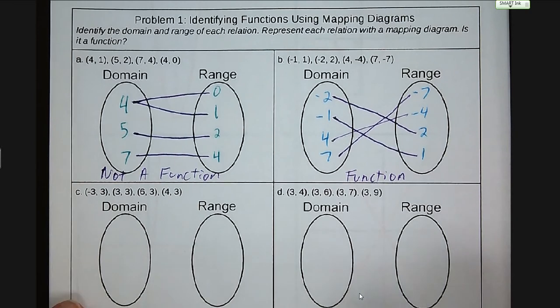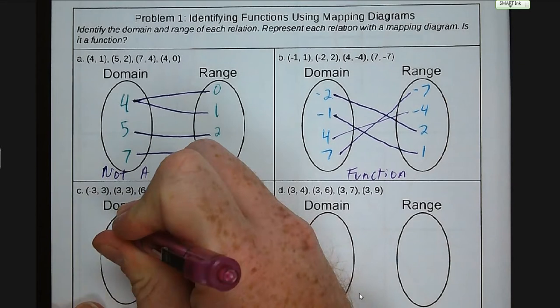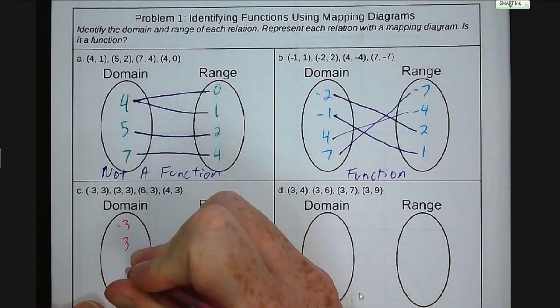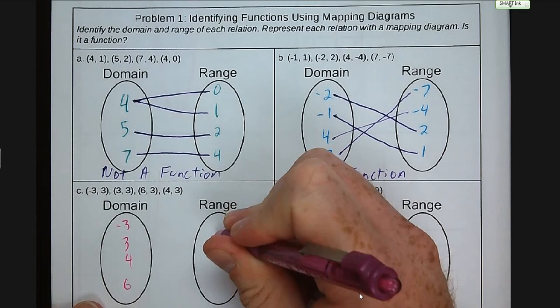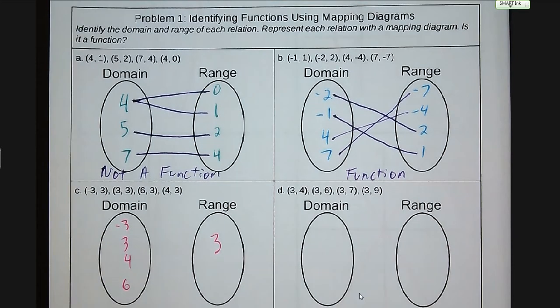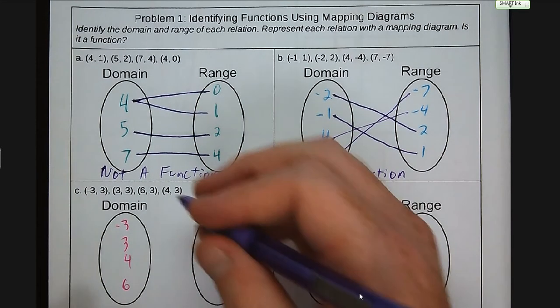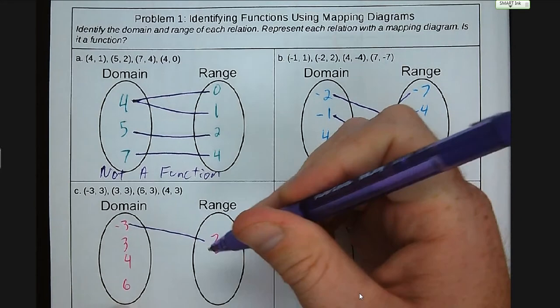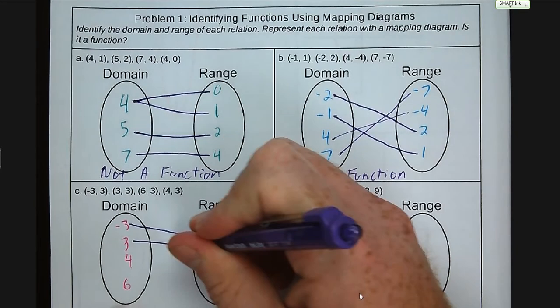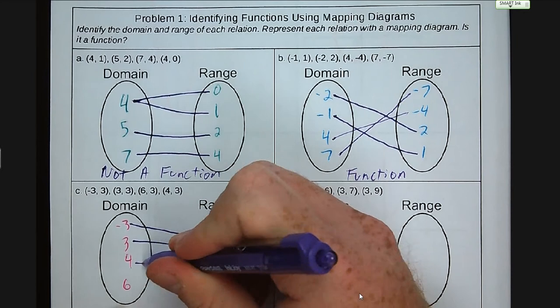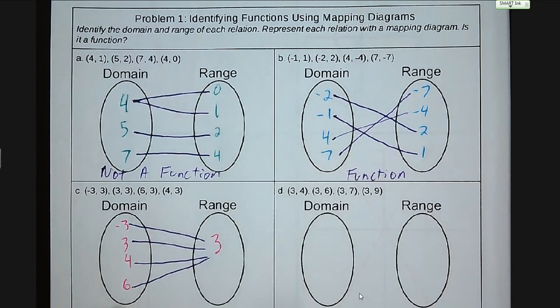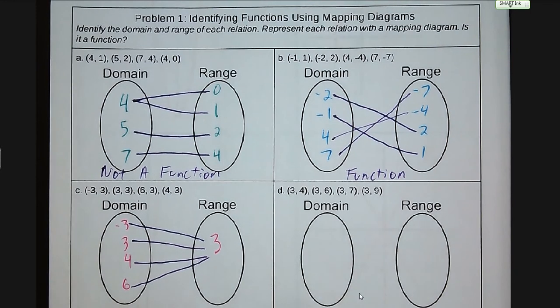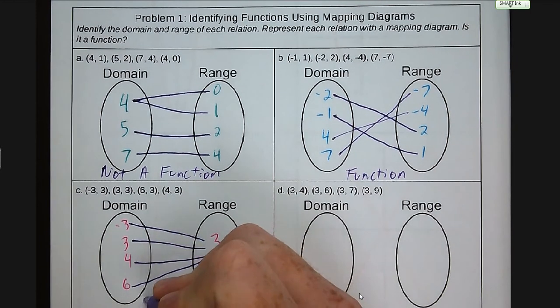Letter C, we have -3, 3, 4, and 6. Our range, they all go to 3. So now we draw our diagram. Well, -3 goes to 3, 3 goes to 3, 4 goes to 3, and 6 goes to 3. Is this a function? Yes, it is.